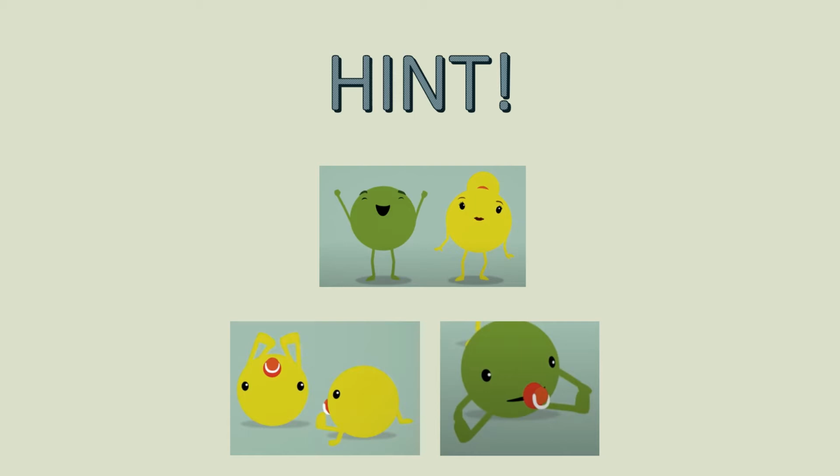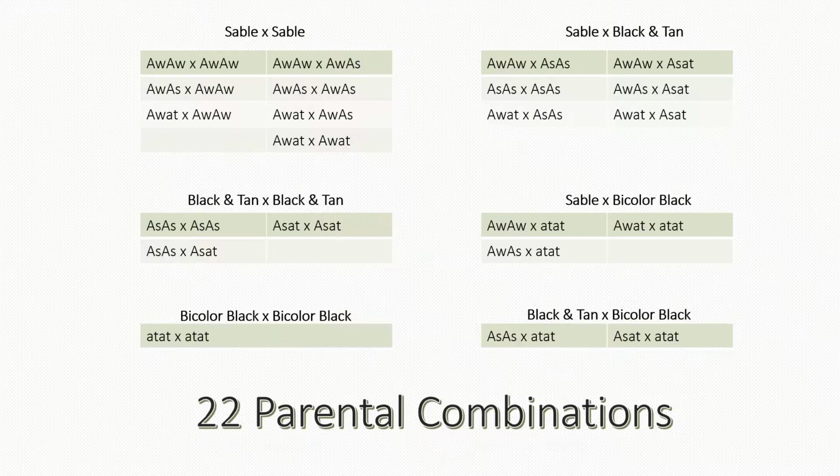Now that's really, really important as we're moving forward, because we know now that to get that homozygous recessive offspring that we're referring to, we definitely need both parents to have a recessive allele to pass on. So in the context of our question, what's that going to mean? We have our 22 parental combinations, right? We know that our homozygous recessive bicolor black combination is going to work.